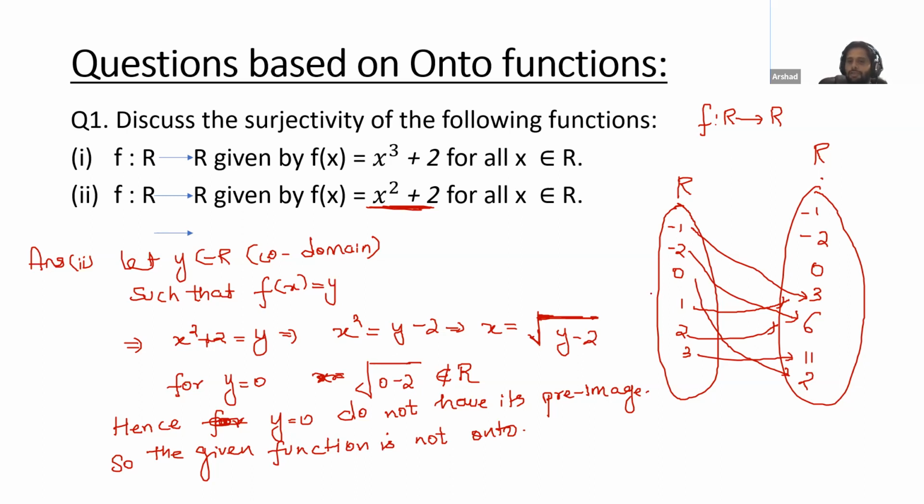So that means in this set, if you have a 0, then this 0 does not have its preimage. We have already checked this case. You can't put any value x here for which you will get 0. So 0 does not have its preimage. That's why the given function is not onto. In a root, a negative value doesn't come. That means inside the root, if you have a negative value, then that becomes imaginary. That is not real. That's why we are saying if we have any value y for which the under root becomes negative, then that is not real. So for that value of y, you do not have any preimage.